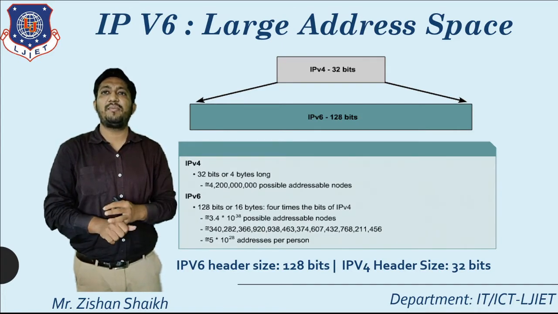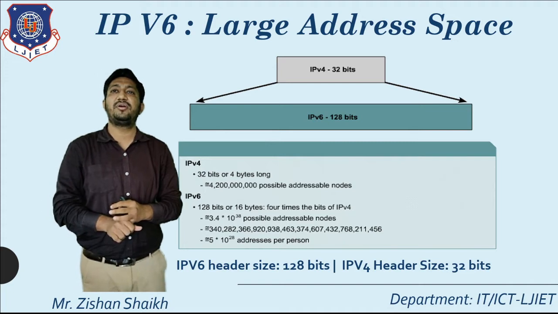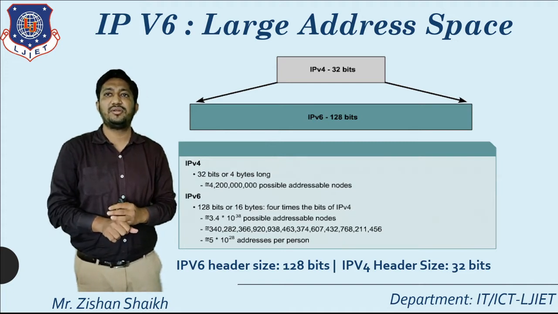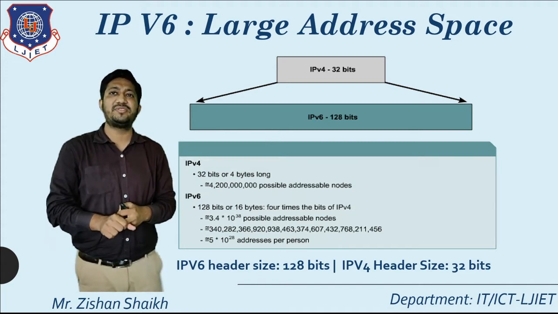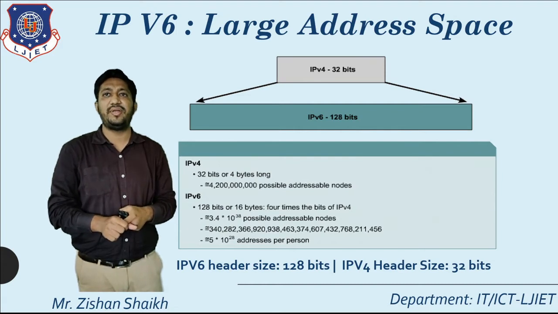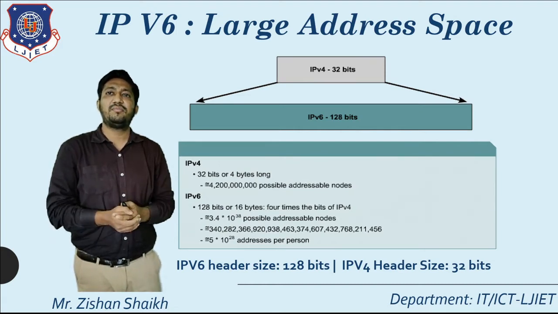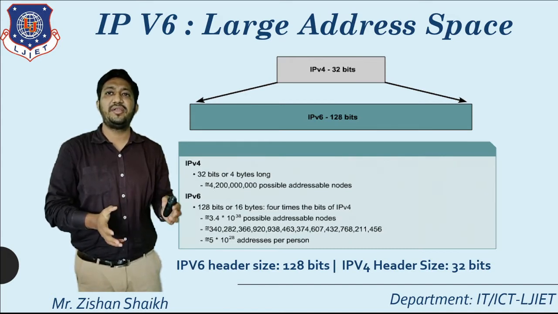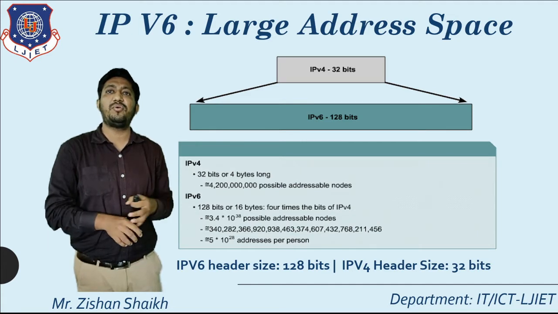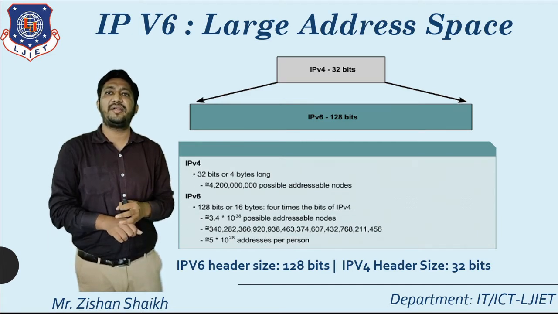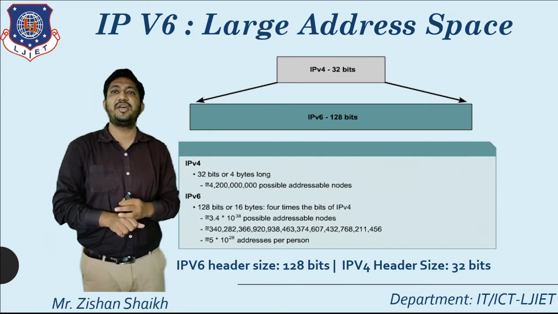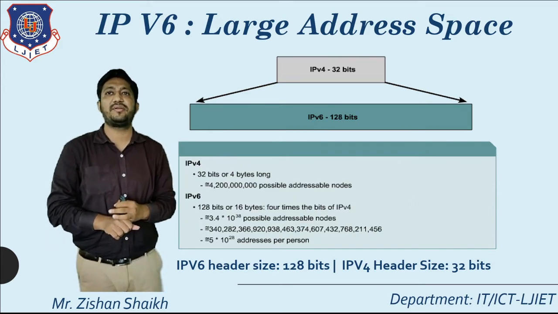When we are talking about IP version 4, it has 32 bits of range. If we are talking about IP version 6, it contains 128 bits. Nowadays the internet is widely used, and the number of internet users and internet devices is increasing. The IP version 4 range contains a total of 2^32 addresses, so it is nearly 4 billion IP addresses.